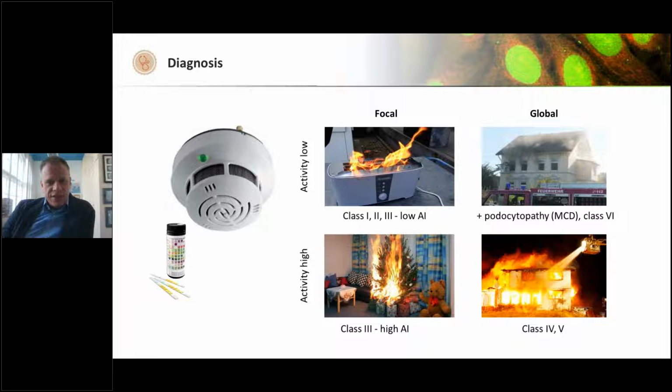Then if the activity index is high, we need immunosuppressive treatment no matter what the pattern is. Yeah? And class 3 is a focal, and class 4 and 5 are global lesions. But here the immunosuppressive therapy is needed for the high immunological activity. And this is what the biopsy is about. So activity in the end is a bit more important than the distribution of the immune complexes, whether they are under the endothelial cells or under the podocytes. This is not what makes me decide on the treatment, but the activity is the critical part.